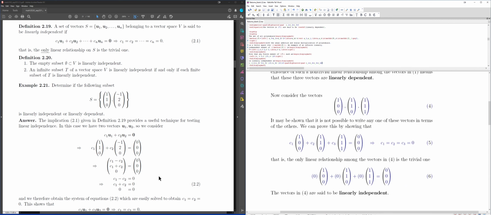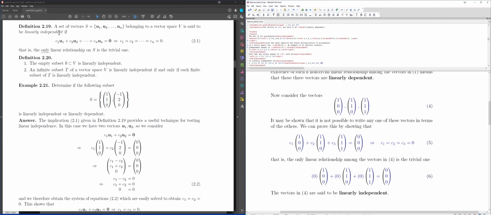Okay, so let's look at the definition of linear independence. I have a vector space. I have a finite number of vectors from my vector space, and I want to check to see if they're linearly independent.